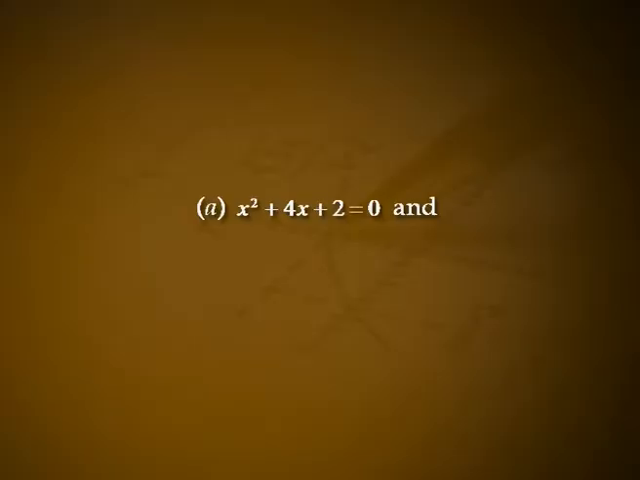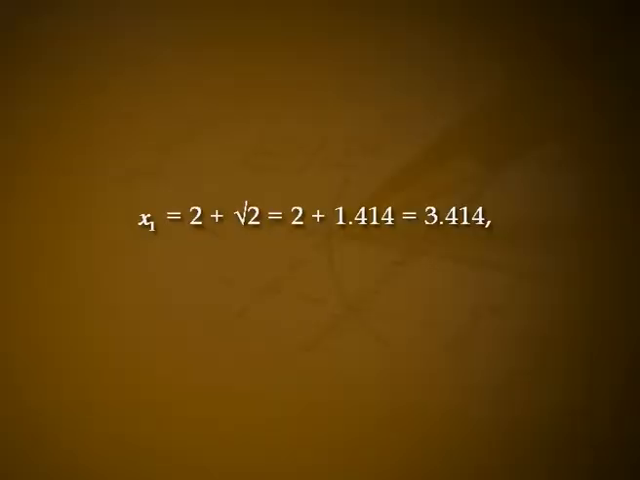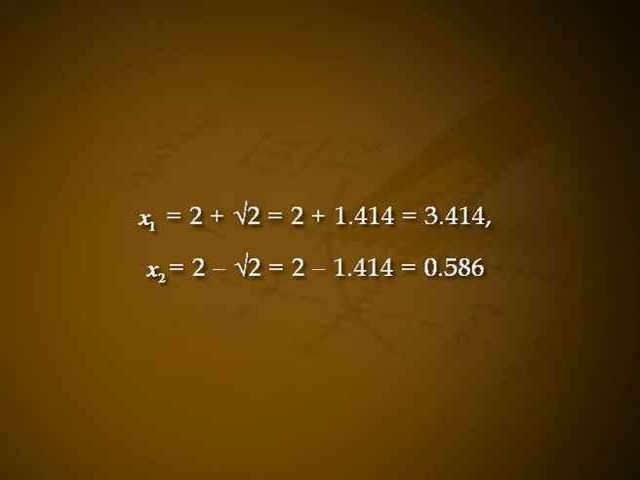Consider the equations (a) x² + 4x + 2 = 0 and (b) x² - 40x + 2 = 0. For the equation in (a), the formula gives roots rounded to 3 decimal places as x1 = 2 + √2, that is equal to 2 + 1.414, that is equal to 3.414. x2 = 2 - √2, that is equal to 2 - 1.414, that is equal to 0.586.